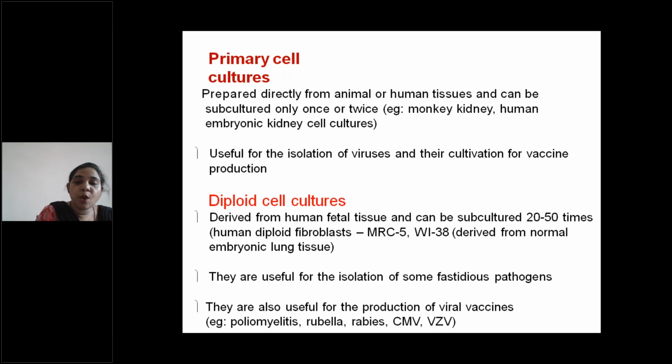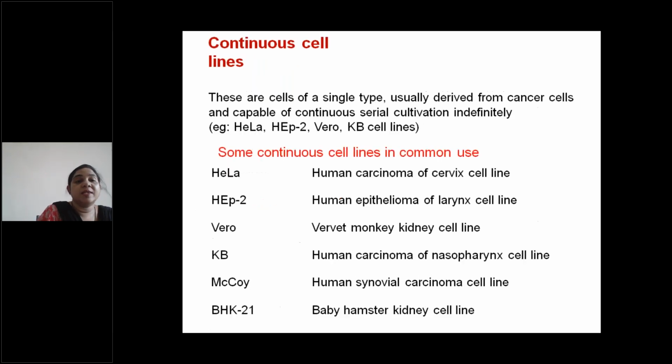Next one, diploid cell cultures. Diploid cell cultures are derived from human fetal tissues and can be subcultured up to 50 times. Mainly useful for the isolation of fastidious pathogens. Example, polio virus, rubella virus, rabies virus, etc.